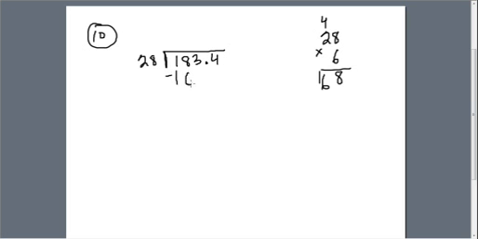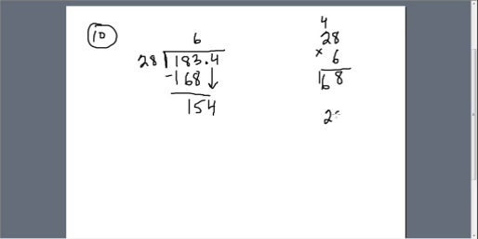So I'm going to subtract 168, and I'm going to write down my 6 right here, above the 3. I'm going to go ahead and do my subtraction. 183 minus 168 is just 15. I'm going to go ahead and bring down the 4. So now I have 154. So how many times does 28 go into 154? Well, it went into 168 6 times, so I'm guessing 154 will probably be about 5 times.